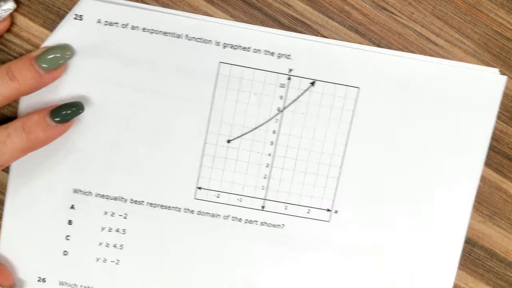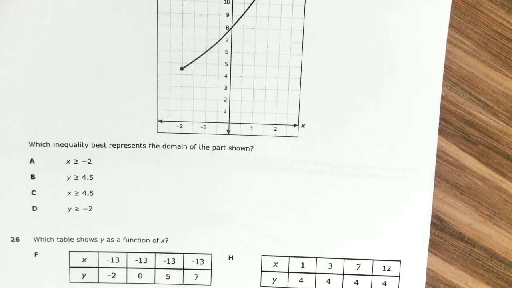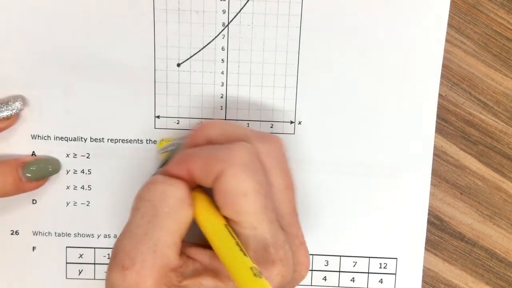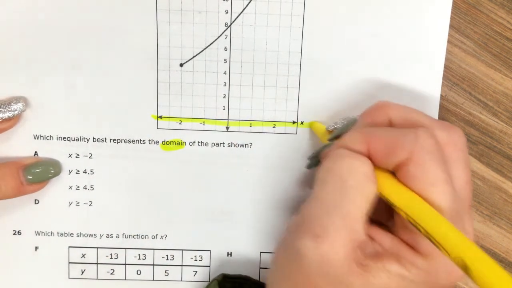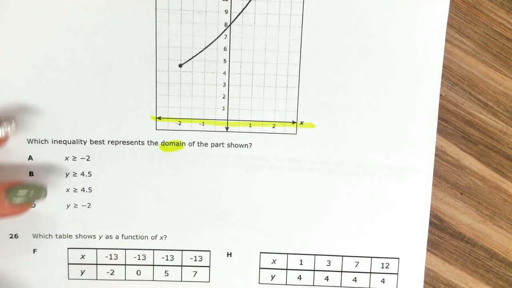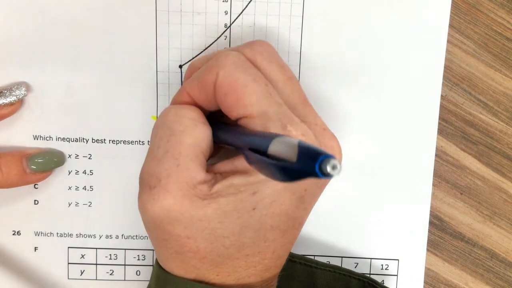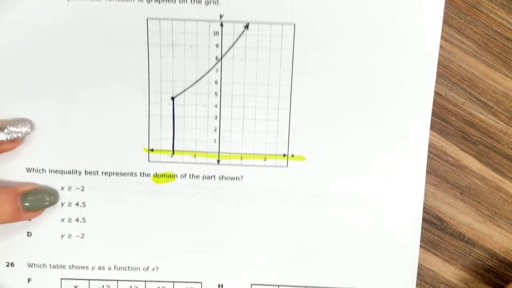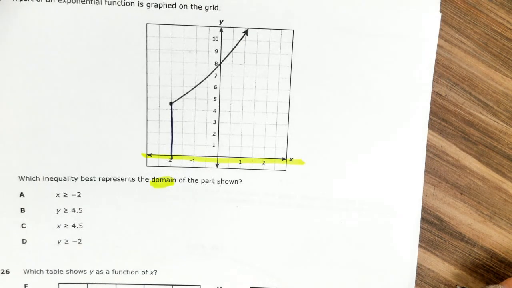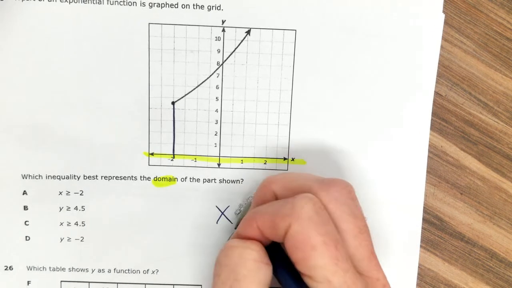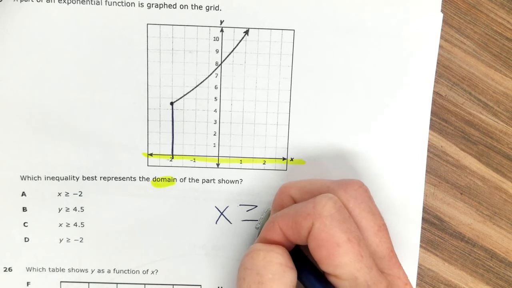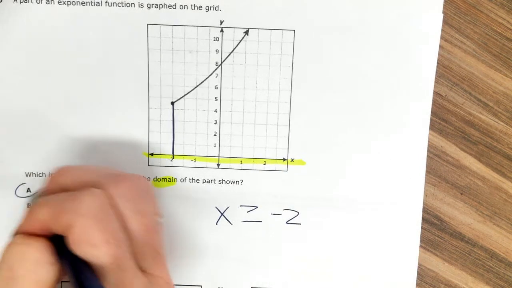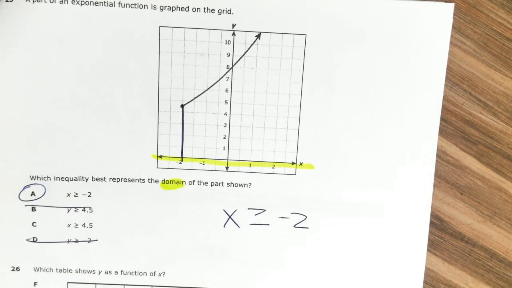Number 25, getting back to stuff we know well. Domain. What is the domain? So I highlight the x-axis and I say, what is the lowest point on the x-axis? Okay, was there a highest point or did it keep going forever? So the domain is x is greater than or equal to -2. You could have marked off B and D right away because they were talking about the range.